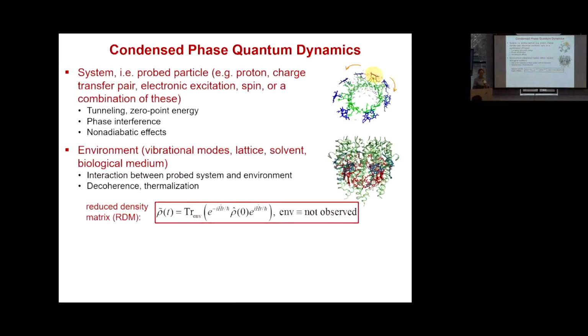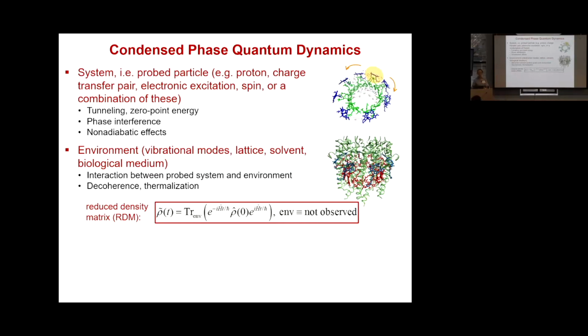So we are looking at quantum dynamics in condensed phase systems or large systems. And very often we're interested in the dynamics of a system that is embedded in a large environment. The system itself could be a small particle like a proton or electron transfer pair or a group of electronic states and so on. And the isolated system would show all the quantum mechanical effects that we're familiar with, but the system is embedded in a large environment. The environment tends to suppress some of the quantum effects, introduce decoherence, and eventually take the system to equilibrium.